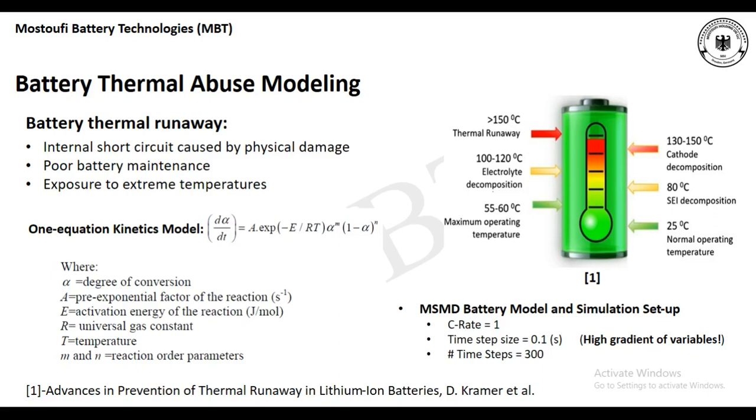In order to start the simulation, for the simulation setup, we have a C-rate value of 1. The time step size for this simulation would be 0.1 second, which is a small value, and it is due to the high gradient of variables, and specifically the temperature values. The total number of time steps would be 300. So we can guess that after about 10 or 15 seconds, the simulation is done and we can see the results. So now let's go to the Ansys software and start the simulation.